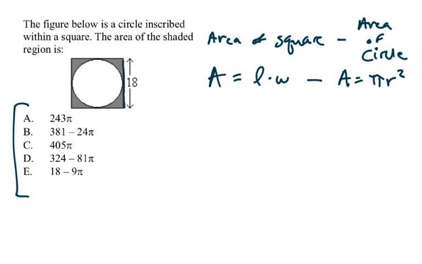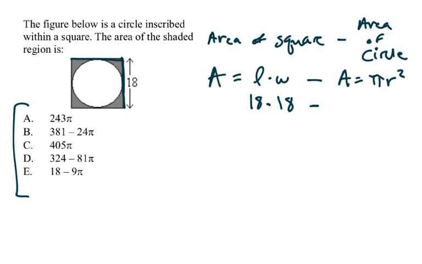Well, if I know that this is 18, and as a square, it's going to be 18 up here as well. So my length and width would be 18. So it's going to be 18 times 18. Whoops, not 80. That should be 18. And we'll solve that in just a second.